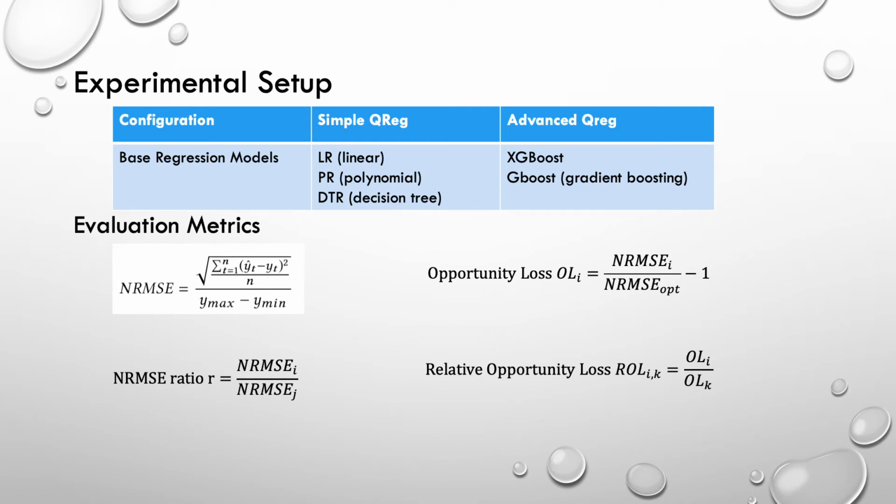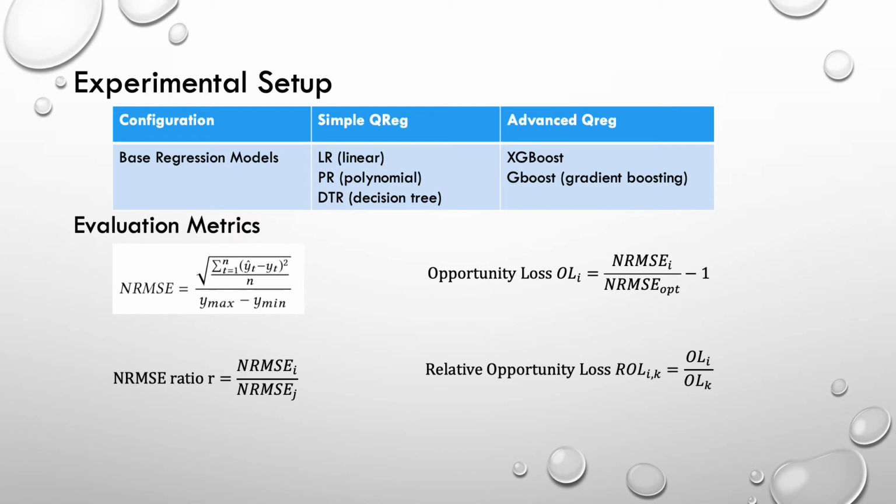Here we talk about the experimental setup of QReg. There are two configurations of QReg. Simple QReg uses linear regression, polynomial regression, and decision tree regression as the base models. Advanced QReg uses ensemble models, including XGBoost and gradient boosting, as its base models.